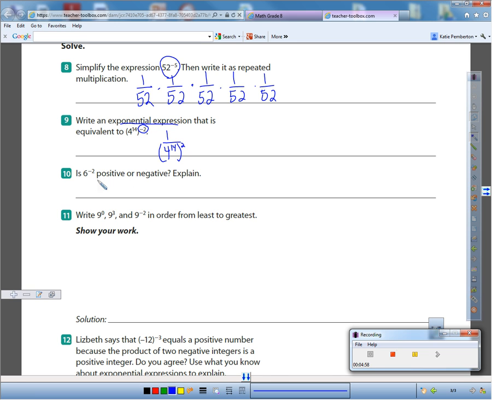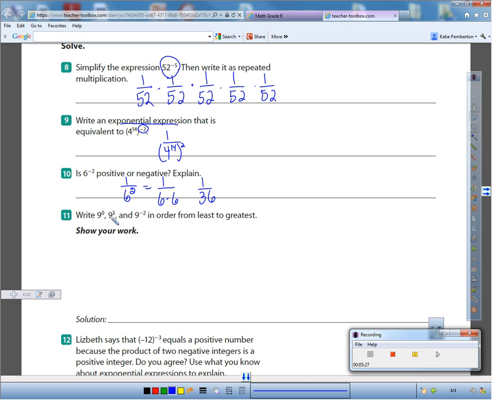Okay. Explain if this is positive or negative. Be careful. We see a negative exponent. But if you simplify it all the way, think what that exponent does. It just drops it down here into the denominator, which means 1 over 6 times 6, which would give you 1 over 36. So that answer, 1 over 36, that's a positive answer. Okay? You could explain that here.